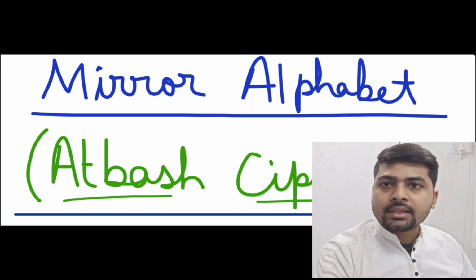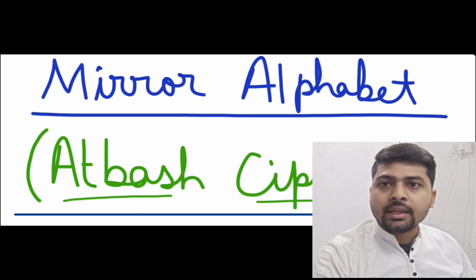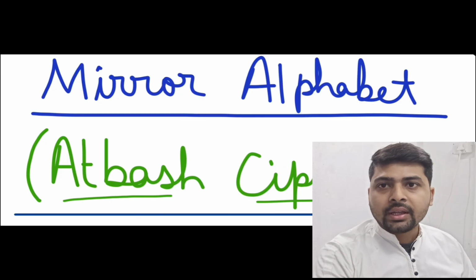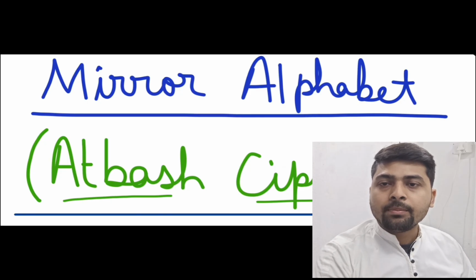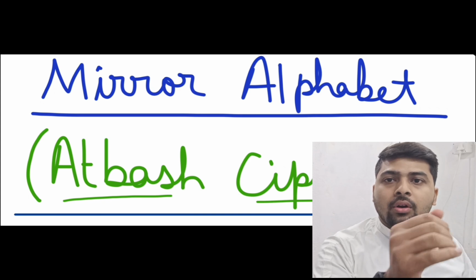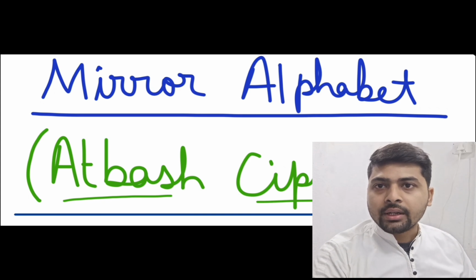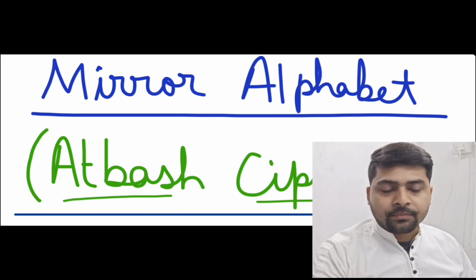So, in today's class we are going to discuss how we can print the mirror alphabet of any letter. First of all, we need to know what it actually means to mirror an alphabet. It actually means that you need to print the corresponding letter of an English alphabet. Let's take an example to elaborate it more precisely.